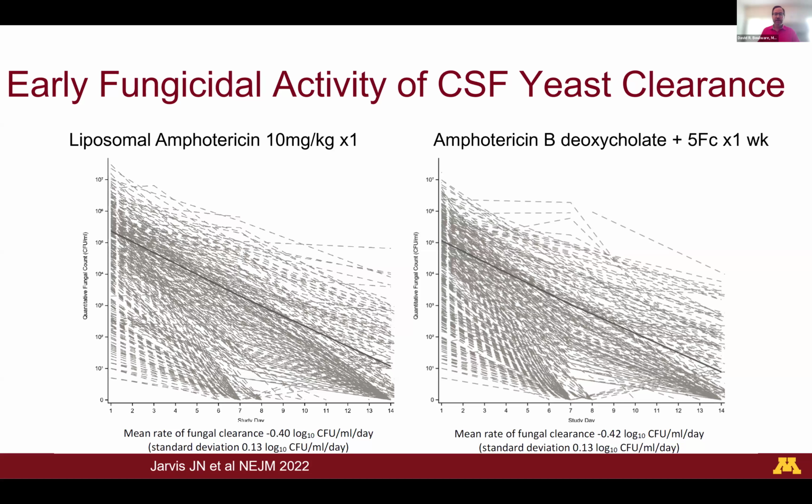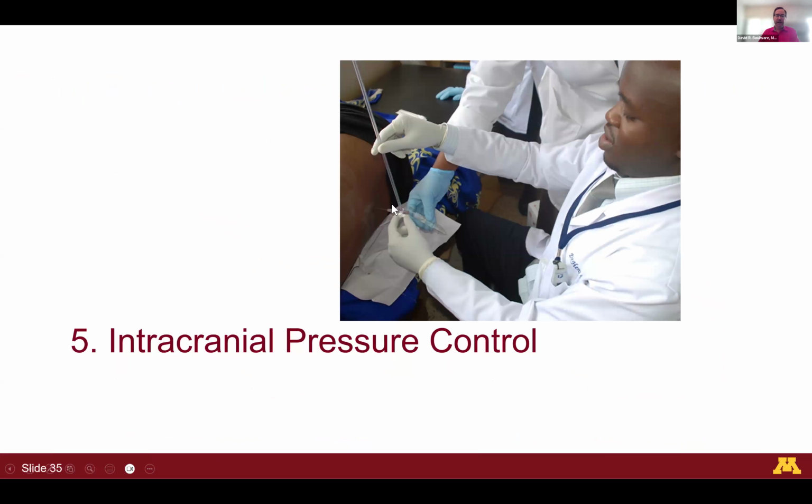So each individual patient is a line here, and by doing serial quantitative cultures, you can estimate the rate of CSF yeast clearance, termed early fungicidal activity. The rate of yeast clearance is the same between the two groups, so the antifungal effect was the same. That's reassuring. Also, the survival was the same. So even though you're only giving one dose, and it's day 2, day 3, and you wonder what to do, that amphotericin is still present, and you're still going to have killing of the yeast.